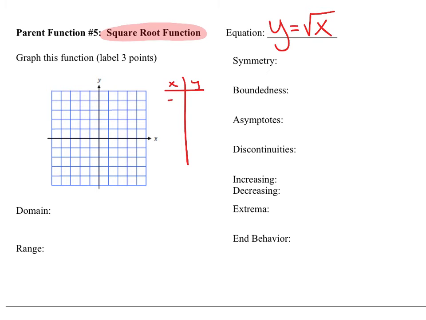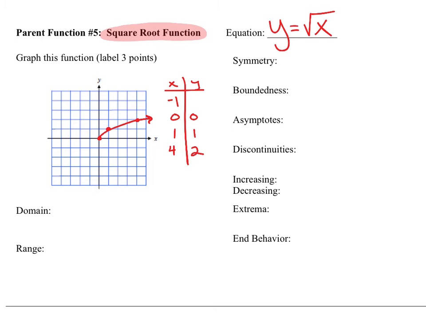Let's do the square root of -1. Oh wait, we can't do that. It would be an imaginary number. So we're going to say, never mind, we're going to go to 0. The square root of 0 is 0. Square root of 1 is 1. Square root of 2 is some irrational number, so is 3. If I take the square root of 4, I'm going to get 2. So that gives me 3 points to plot, (0, 0), (1, 1), and (4, 2). There's my square root function.